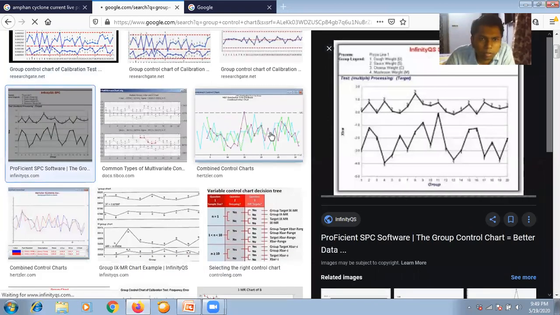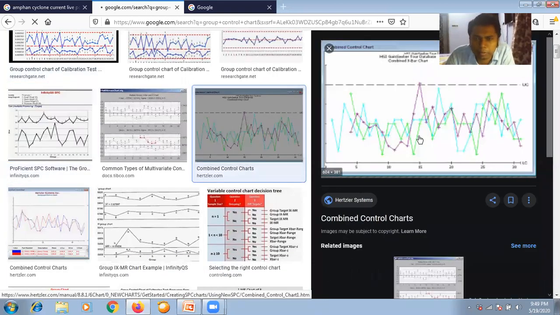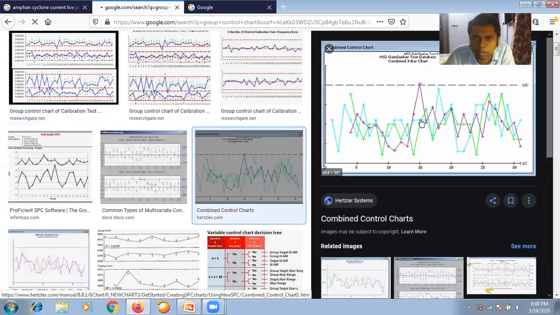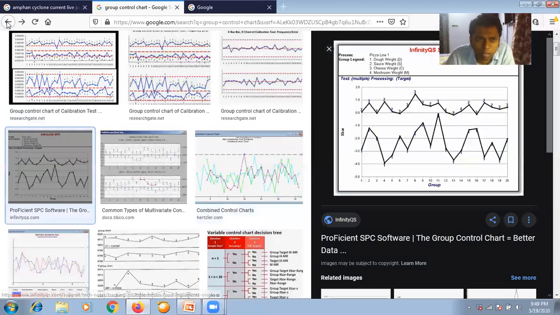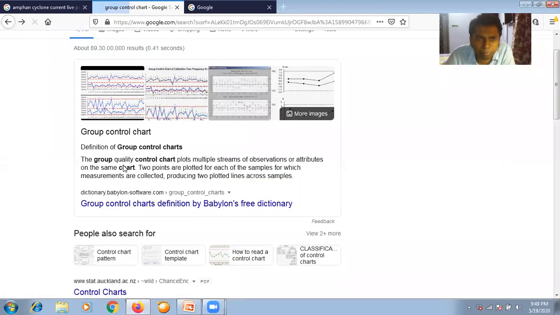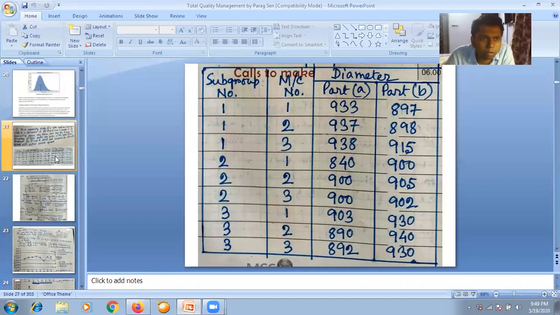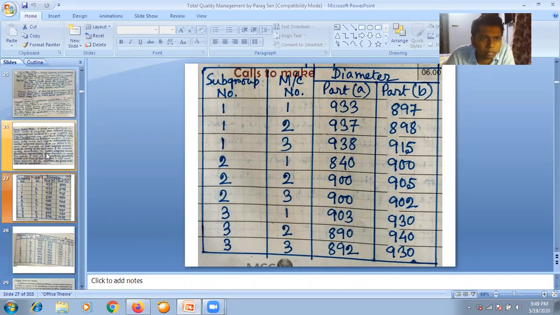So basically, in a group control chart, you can see that multiple lines are there: green, violet, blue, or purple. These are examples of a group control chart because multiple streams of observations are presented in the same chart.